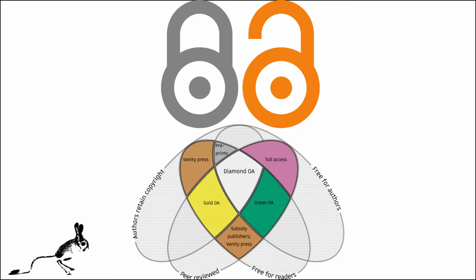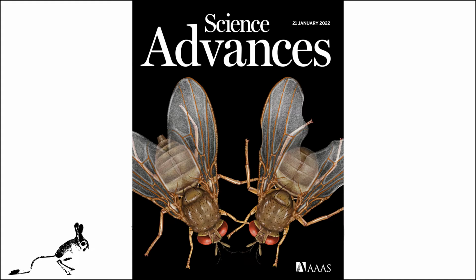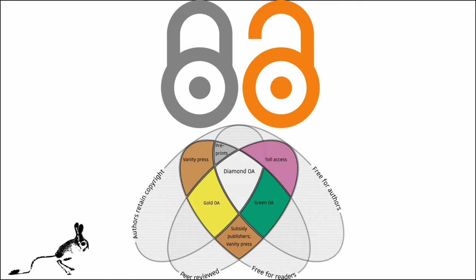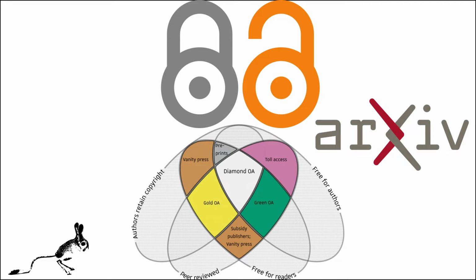This is rare. In Gold Open Access, the work is free to read, the authors retain copyright, and the work is peer reviewed. However, authors pay to publish. They pay article processing charges. The American Association for the Advancement of Sciences, Science Advances, is one example. For preprints, the work is free to read, free to publish, the authors retain copyright, but there is no peer review, typically. Archive is one example.